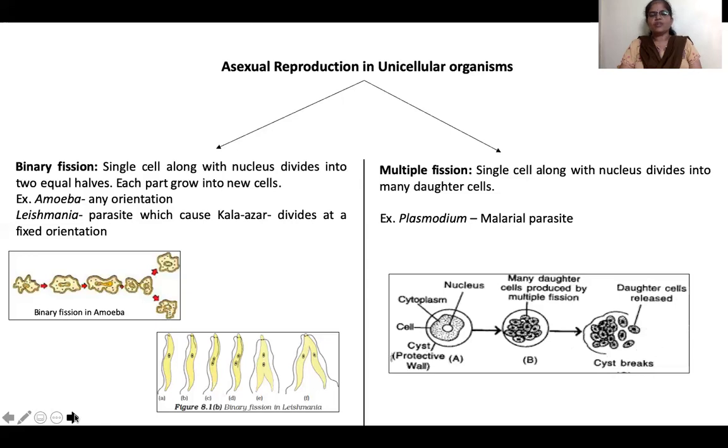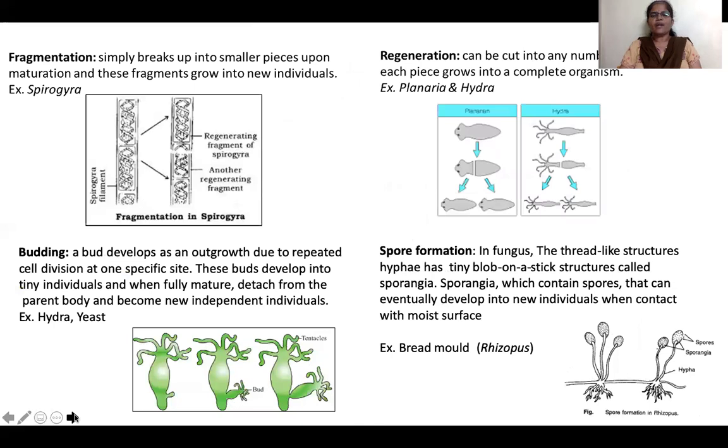This is with respect to unicellular organisms. Now let us see how asexual reproduction happens in multicellular organisms. In multicellular organisms, there are four different types of asexual reproduction: fragmentation, regeneration, budding, and spore formation. Let us see what is fragmentation.